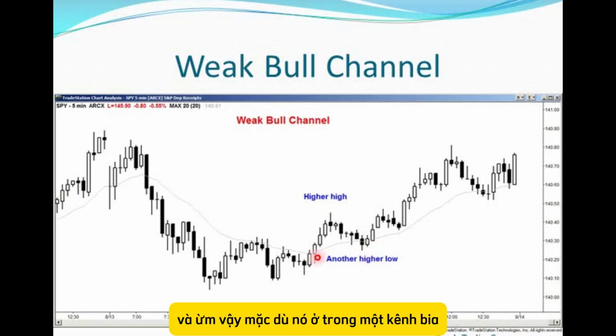And so even though it was in a bear channel, and it was in a trading range, and it was in a bull channel, now it's only in a bull trend.